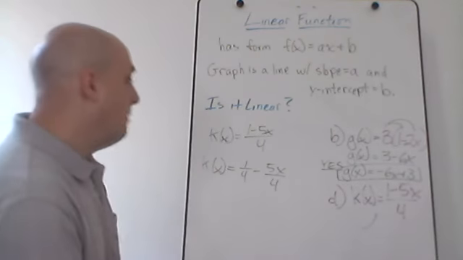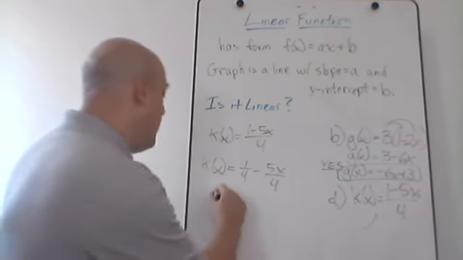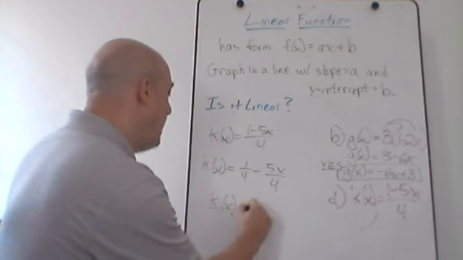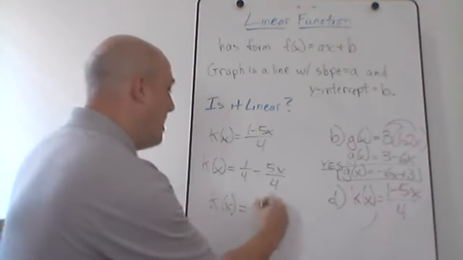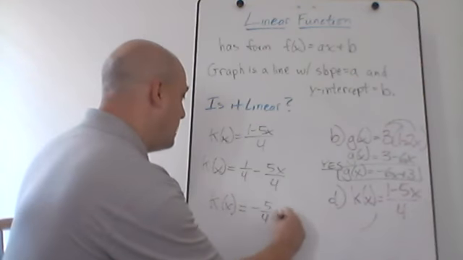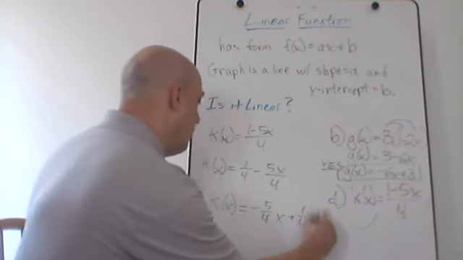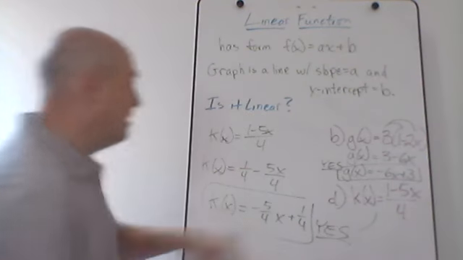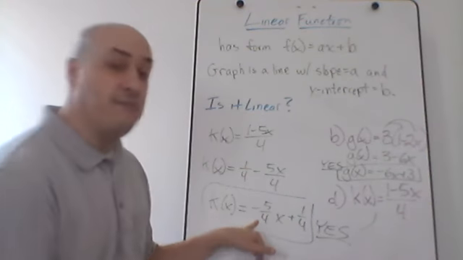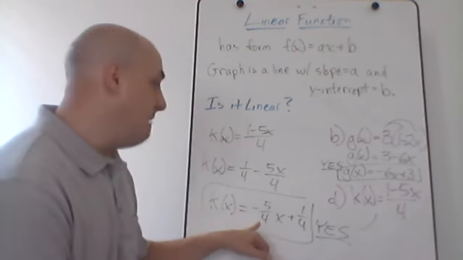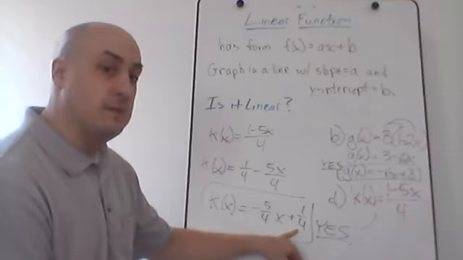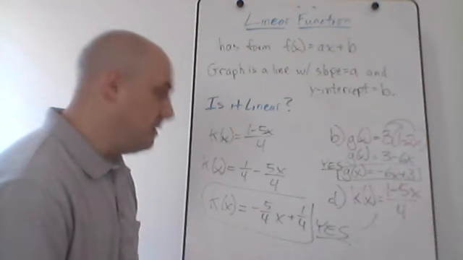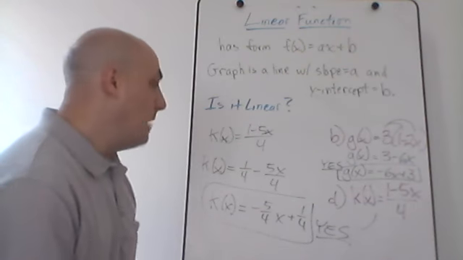All right, so we have 1/4 minus 5x over 4, and then, just like with some of these other problems, I can rearrange this. I could write this as negative 5/4 x plus 1/4. And then, yes, we can see that this is a linear function, right? My a is negative 5/4. So the slope of this line would be negative 5/4. The b, the y-intercept, is 1/4.